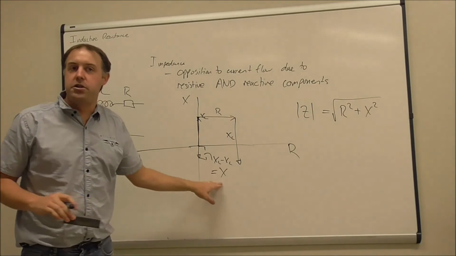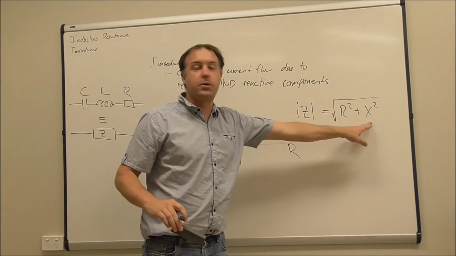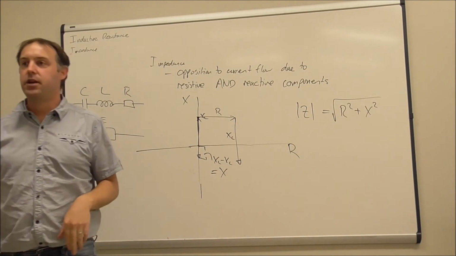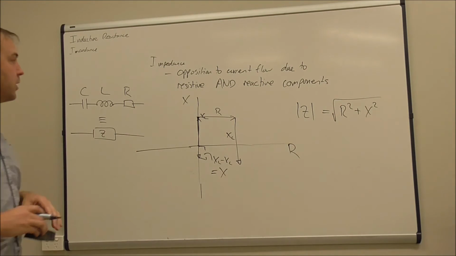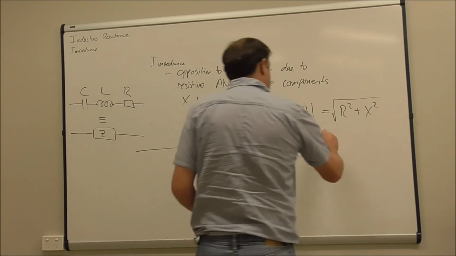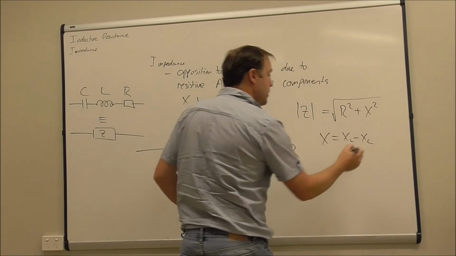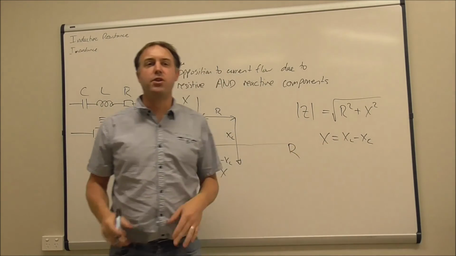And it doesn't matter which order you do it in when you're calculating the impedance, because you're squaring it. And so if you do it the other way around, if you do XC minus XL, you get a negative number, but if you square that, you get a positive number anyway. Okay? So if you do it the wrong way around, you'll still get the same answer.